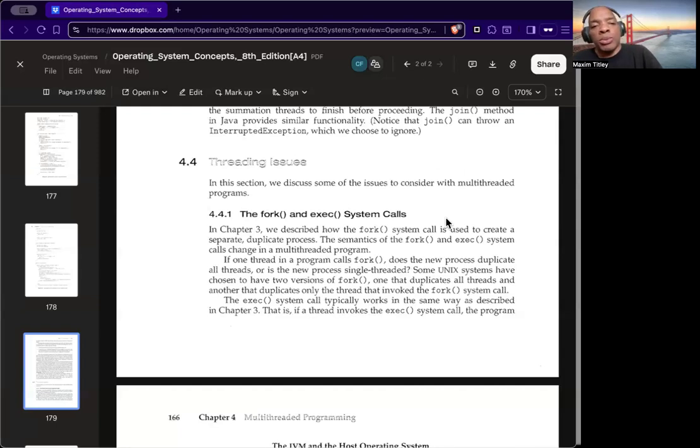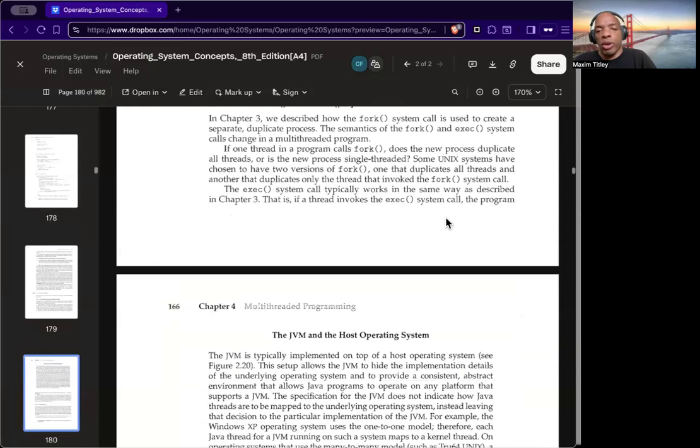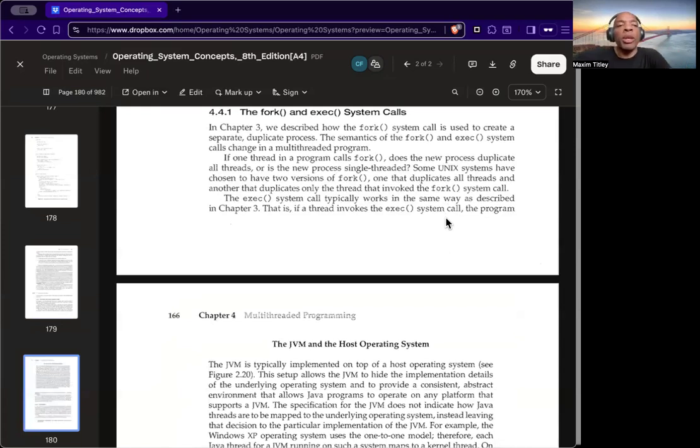So now here we're talking about threading issues to consider in multi-threaded programming. Let's take a look. Before, we talked about system calls, right? Fork and exec. Now, exec allows you to run other processes or programs from the kernel level. Now, if one thread in a program calls fork, does the new process duplicate all threads, or is the new process single threaded? Some Unix systems have chosen to have two versions of fork, one that duplicates all threads and another that duplicates only the thread that invoked the fork system call.